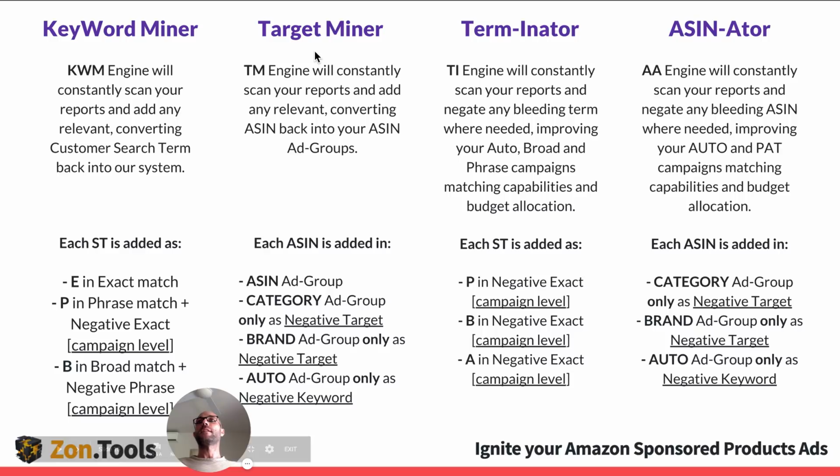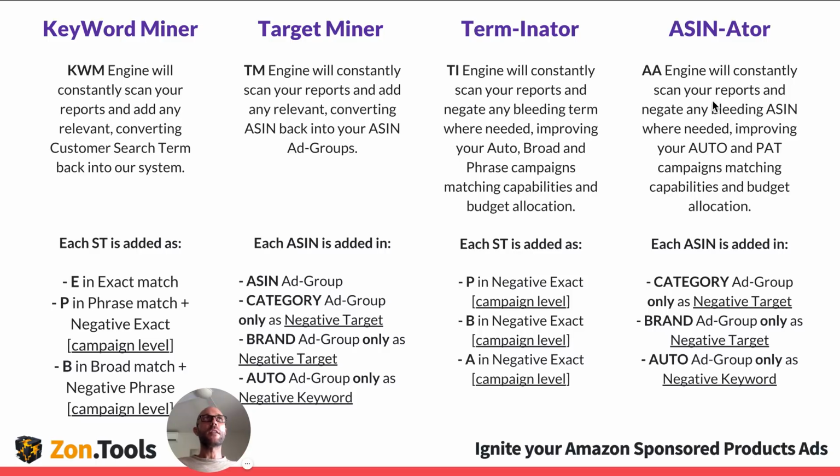Similar to Keyword Miner, we now have Target Miner, which is its brother. It does the same, but while Keyword Miner scans your search term report, Target Miner will scan your target reports. So we'll scan the reports from the category, from a brand, and from the auto campaign, and will identify ASINs that you've been converting favorably on, and mine them and add them to our PAT campaign. We will add them inside your aggressive ad group, which is the ASIN ad group, and we will negate them away from the category, from the brand ad group, and from the auto ad group. This again is to maintain ASIN isolation, or product isolation. So these two are the good ones. We find good ASINs, good search terms, and we mine them.